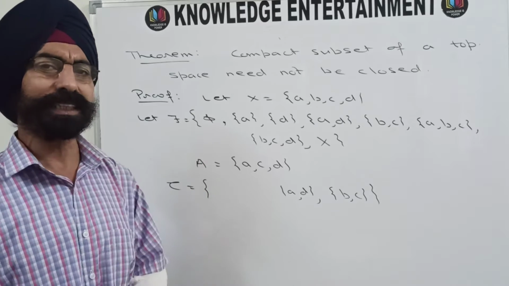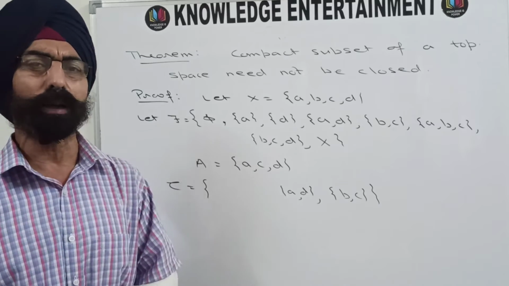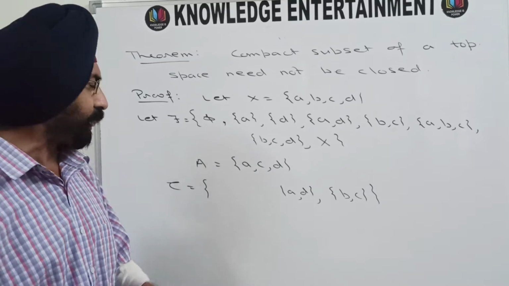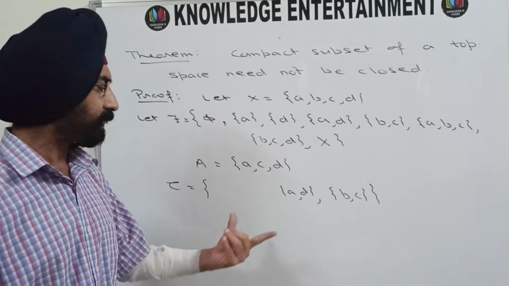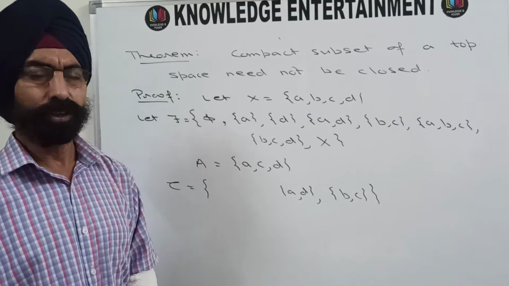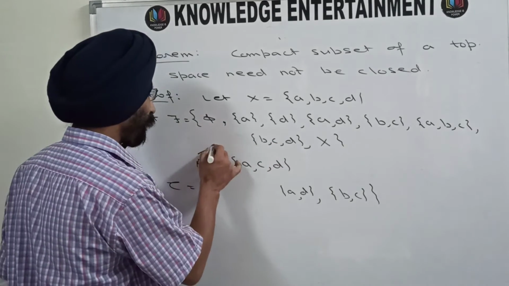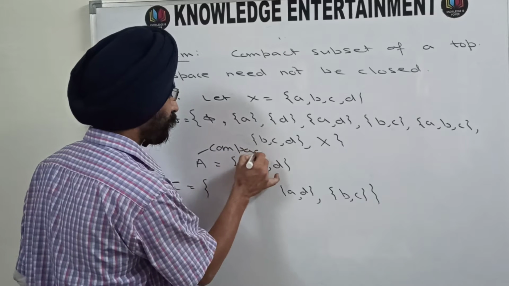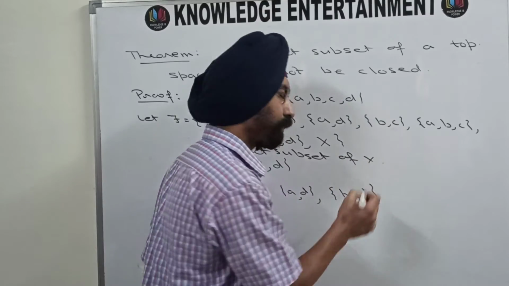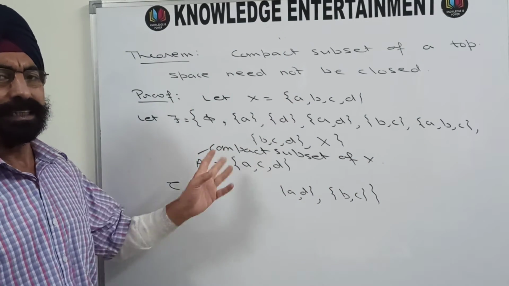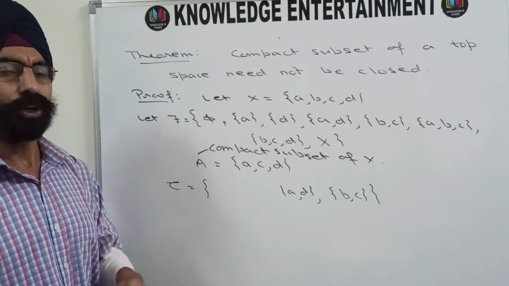If you consider the previous cover, then it will become a subcover, and it is finite because it is containing only two members. So whatever open cover of this set A you take, you will have this finite subcover. So that means this set A is compact. This is a compact subset of X, because every open cover of A has a finite subcover in the shape of C. Now this is not closed.